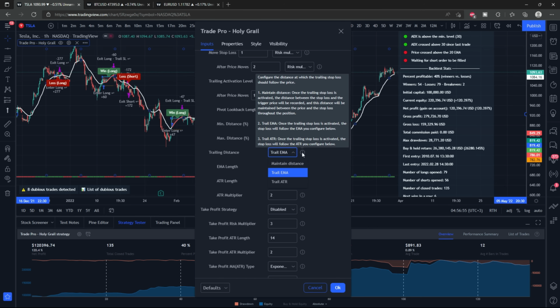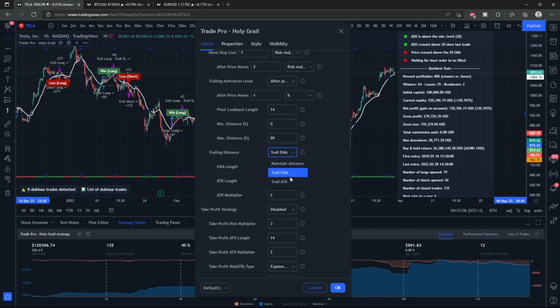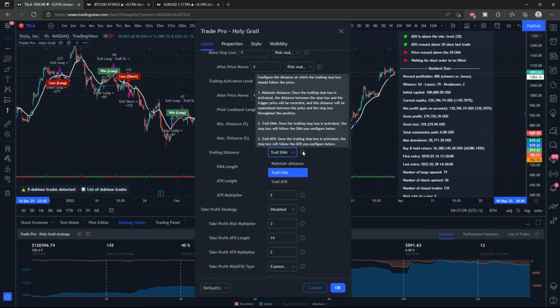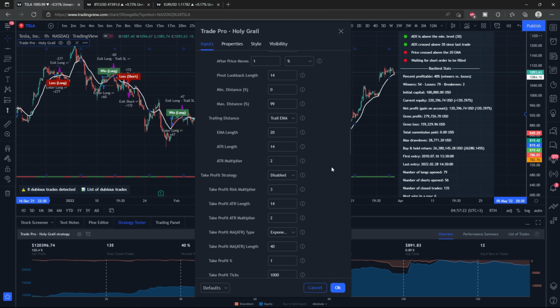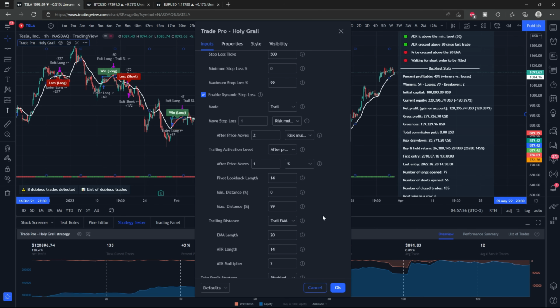And then there's the trailing of the EMA, which it has set right now, where it's going to be trailing the EMA of your choice, which right now is 20, but you can configure whichever EMA you'd like. And then there's the trailing of the ATR, so a certain ATR level can be used to trail the stop loss as well, which can be configured down here. EMA length, ATR multiplier. So different ways to actually trail the stop loss. So that's the dynamic stop loss section.